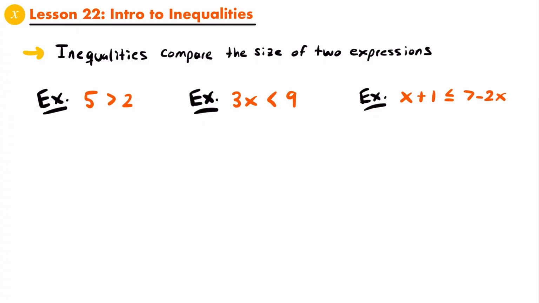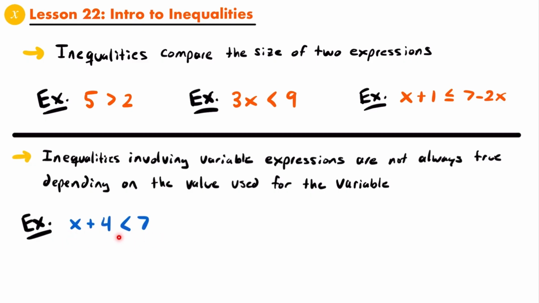And just like with equations that involve variable expressions, these inequalities that involve variable expressions are not always true depending on the value used for the variable, right? For example, if we have the inequality x plus 4 is less than 7, we can let that x be any value we want, but not every value of x is going to result in a true statement, right? You could end up with a value over here that is not less than 7. And this is different than an inequality like this one right here that involves no variables at all, right? 5 is greater than 2 is always going to be 5 is greater than 2. Nothing is going to change here. This statement is always true because 5 is greater than 2.